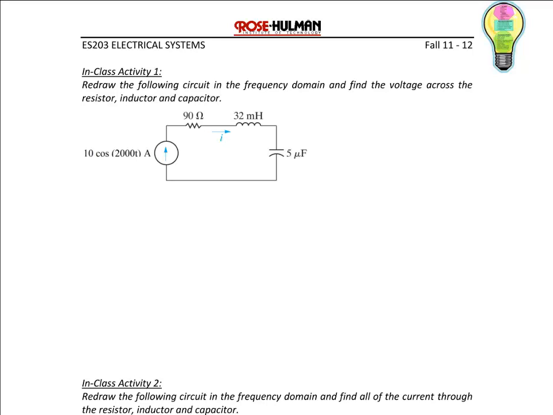Now let's try an example of converting a circuit from the time domain to the frequency domain, and then find the voltage across the resistor, the inductor, and capacitor. So here we have a circuit in the time domain.